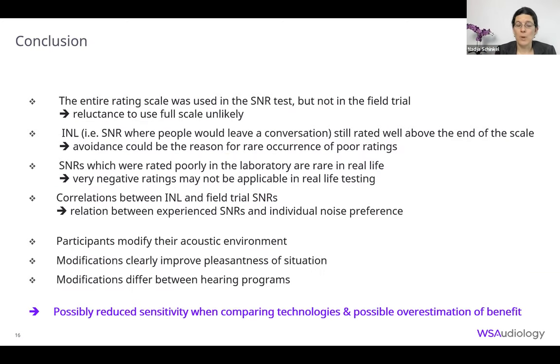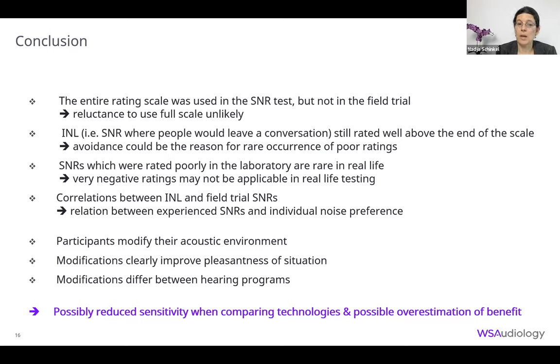So to sum up what we learned from these two studies, the entire weighting scale was used in the SNR test, but not in the field trial. So it's very unlikely that people are simply reluctant to use the full scale. The unacceptable noise level, meaning the level where people would leave a conversation, was still weighted well above the end of the weighting scale. So it's very possible that avoidance is the reason that we get so few poor weightings. SNRs which were weighted poorly in the laboratory are rare in real life.